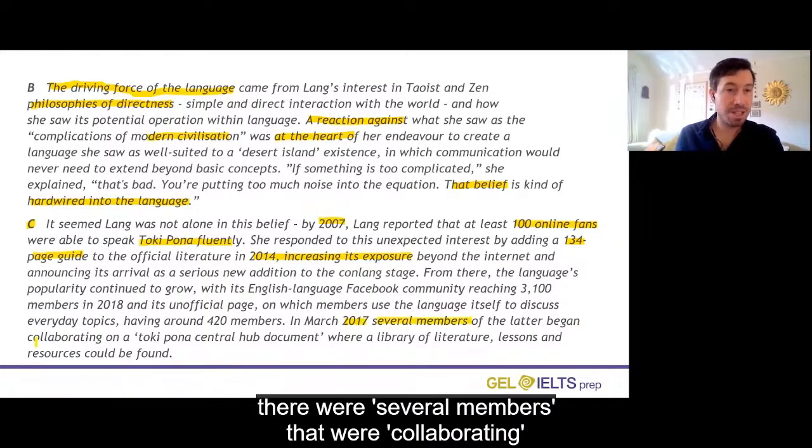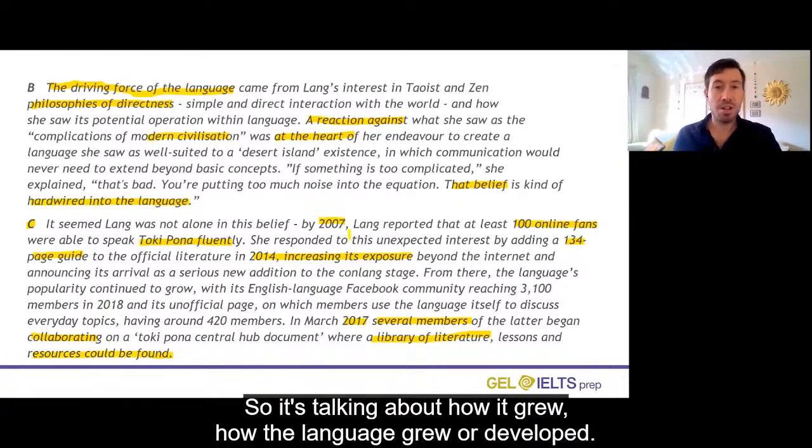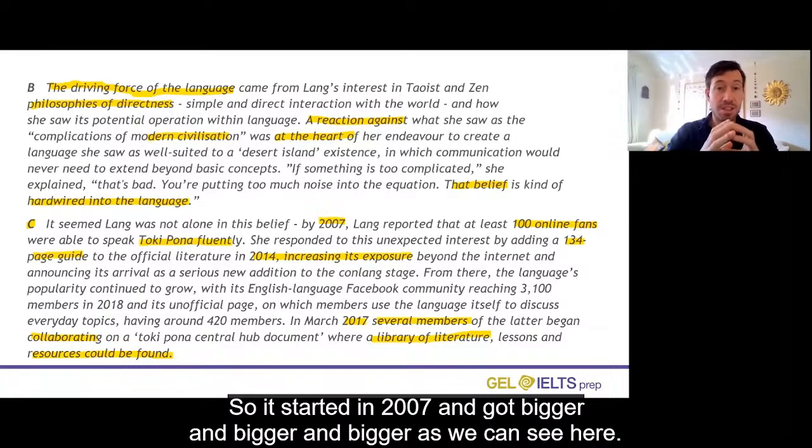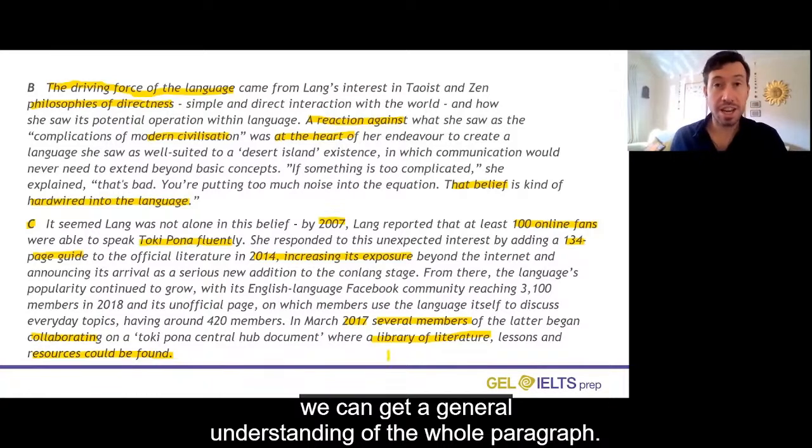There were several members that were collaborating, and a library of literature was created and resources could be found. So it's talking about how the language grew or developed. So it started in 2007 and got bigger and bigger and bigger, as we can see here. So again, just by reading those first two sentences of the last one, we can get a general understanding of the whole paragraph.